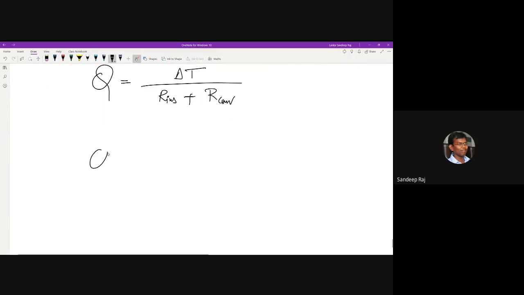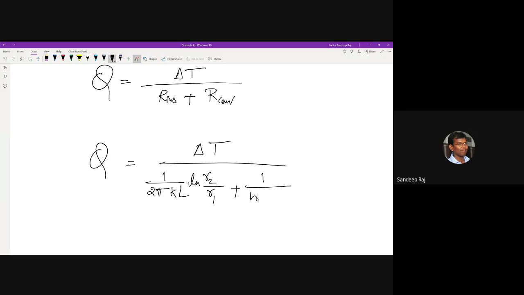So I will write this R insulation. R insulation is nothing but your hollow cylinder concept. For hollow cylinder, it is 1 by 2 pi KL ln of higher radius, let me call this R2 by R1, plus the R convection value, which is 1 by HA. A is 2 pi R2 L. R2 is the radius of the outer thing.